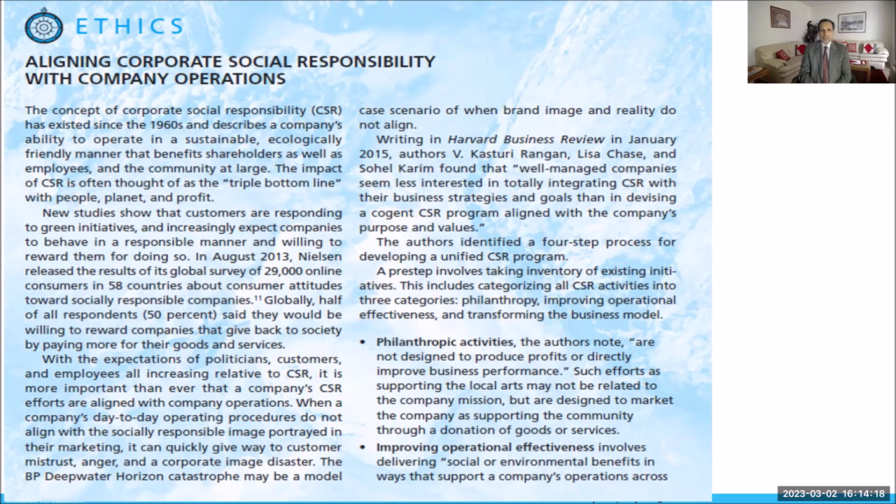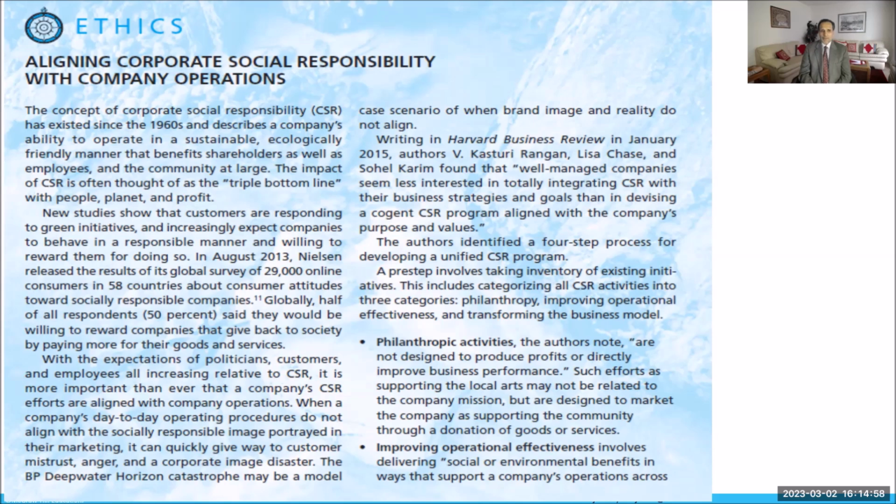New studies do show that customers are responding to green initiatives and increasingly expect companies to behave in a responsible manner and are willing to reward them for doing so. As a matter of fact, in August of 2013, Nielsen released the results of a global survey of 29,000 online consumers in 58 different countries about consumer attitudes towards socially responsible companies. Globally, half of all respondents said that they would be willing to reward companies that give back to society by paying more for their goods and services.